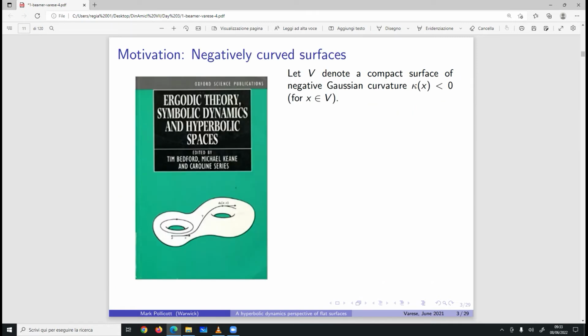So let's go back to negative curvature for the motivation. This is meant to be a picture of a surface of negative curvature. It's got genus 2, so it's got two holes. And we can assume it's got negative curvature, so the Gaussian curvature is going to be negative at every point.